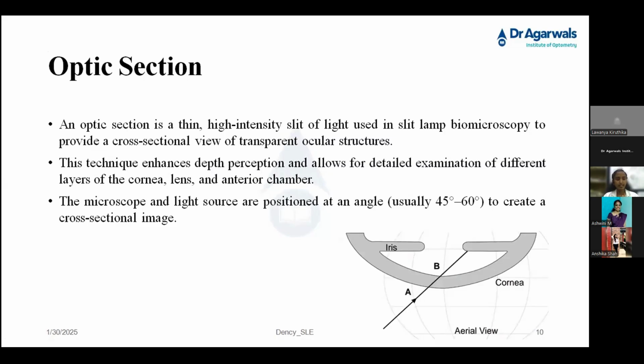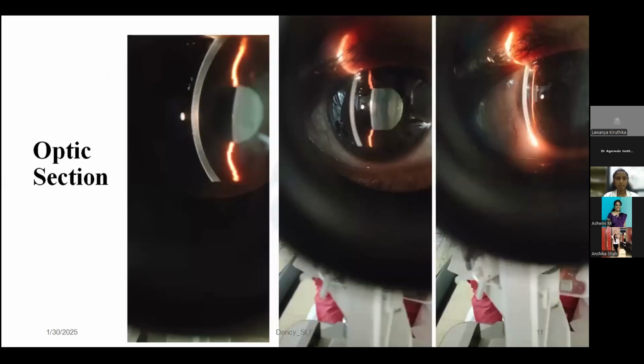Optic section. An optic section is a thin, high intensity light used in a slit lamp biomicroscope to provide a cross-section view of transparent ocular structures. This technique enhances depth perception and allows for detailed examination of different layers of the cornea, lens, and anterior chamber. The biomicroscope light source is positioned at an angle to create a cross-sectional image. With optic section, we can view cornea layers, lens layers, and Van Herick grading.